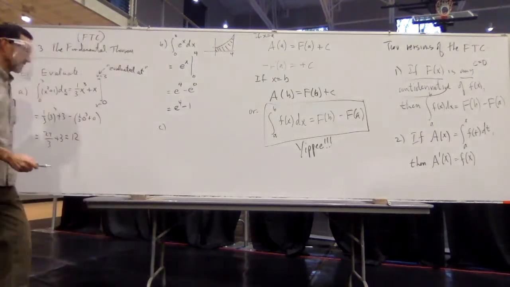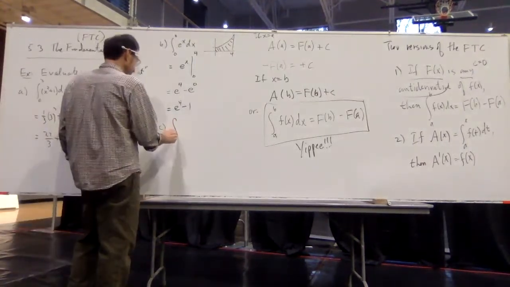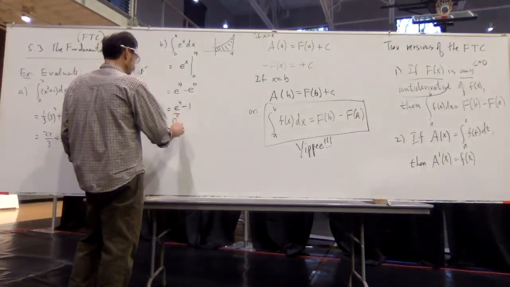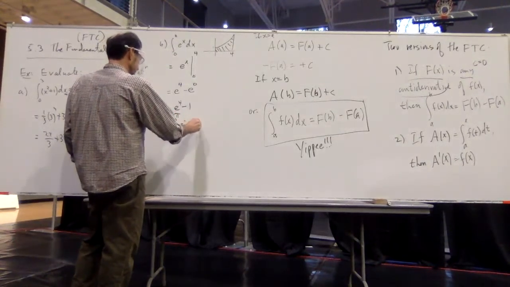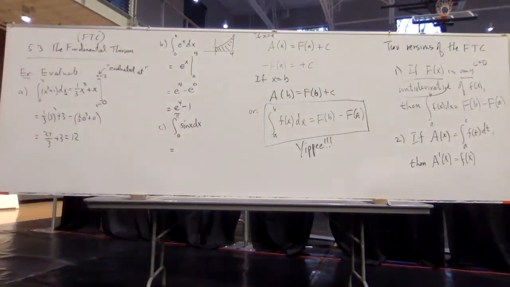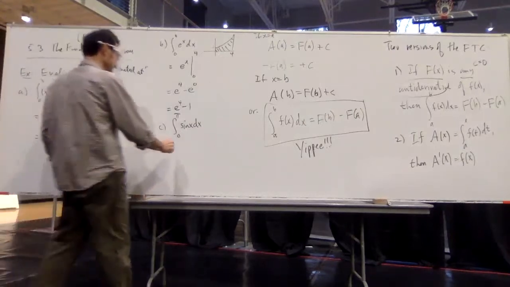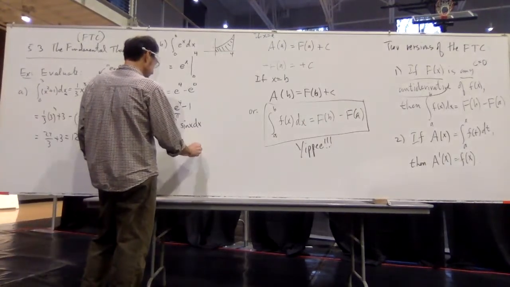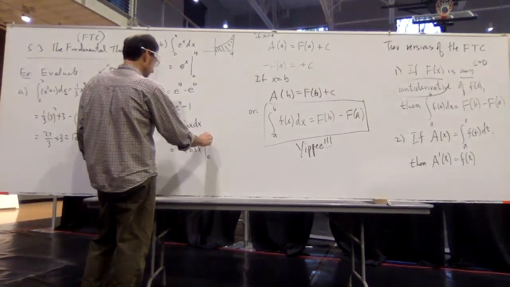Part C. The integral from 0 to pi of sine x dx. So the antiderivative of sine x is negative cosine. You agree? Perfect. Negative cosine of x, from 0 to pi.